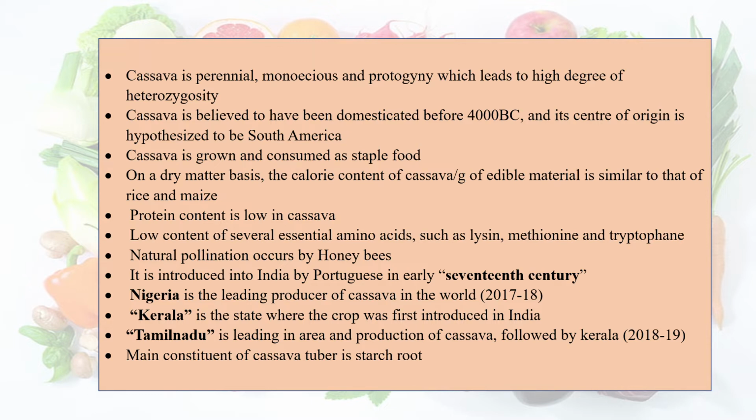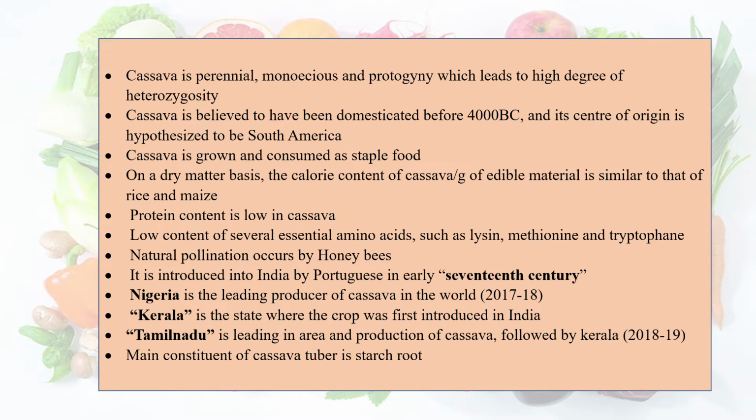On a dry matter basis, the calorie content of cassava per gram of edible material is similar to that of rice and maize. Protein content present in cassava is low, and essential amino acids such as lysine, methionine and tryptophan are also low in cassava. Natural pollination occurs by honeybees.